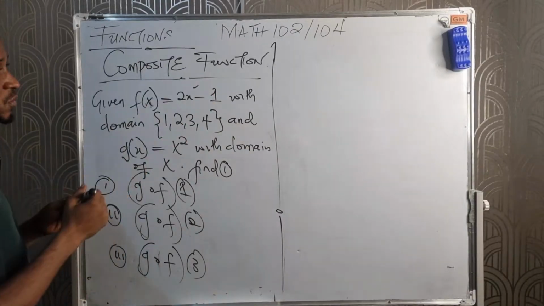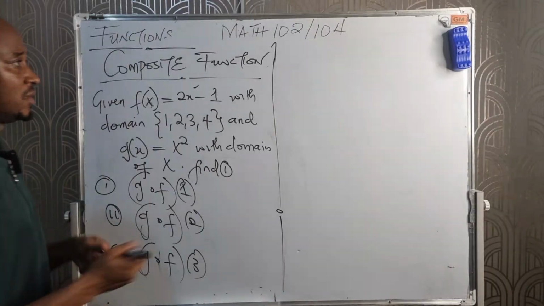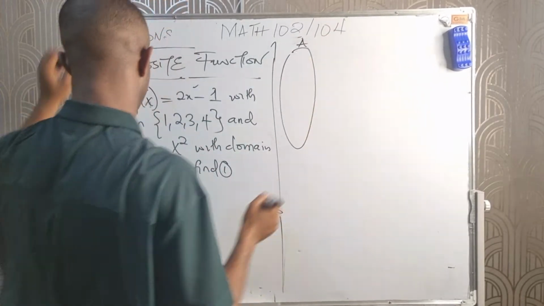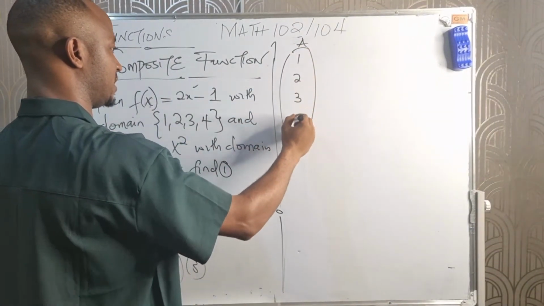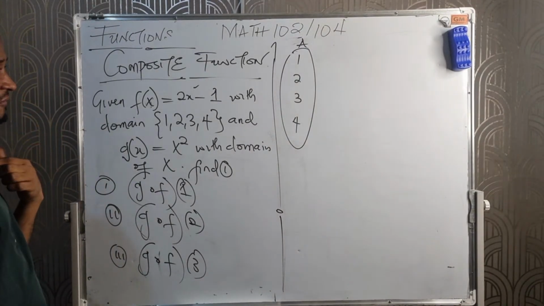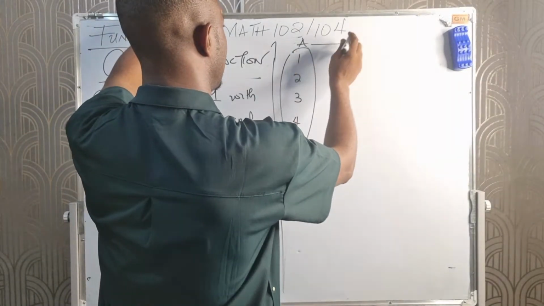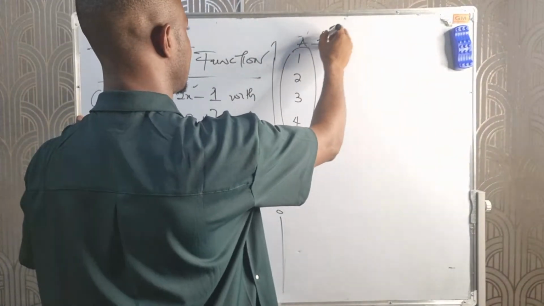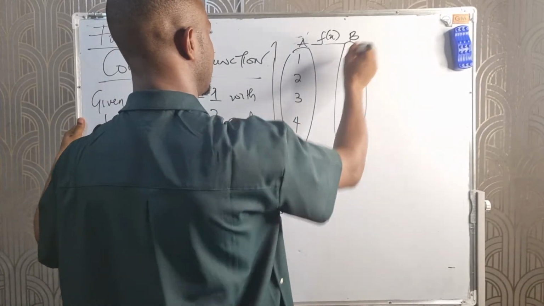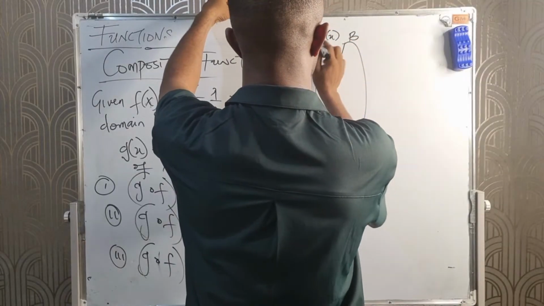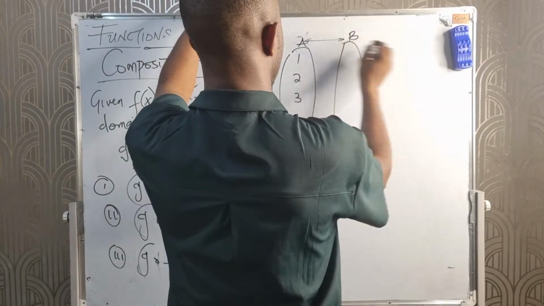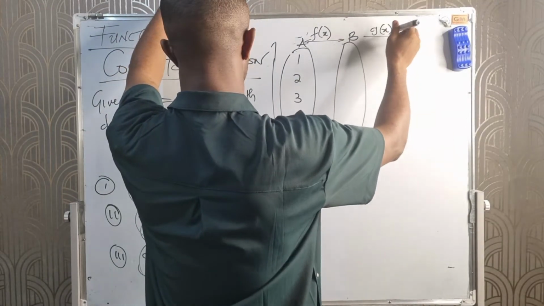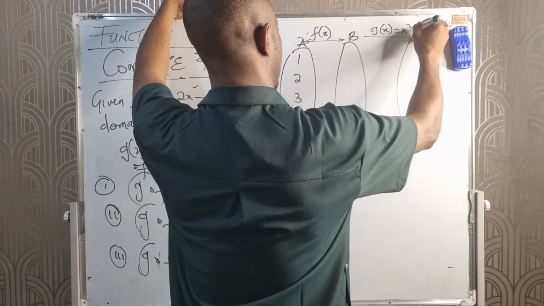We are told that f of x is 2x minus 1 with a domain, and g of x. Already we are given our domain, right? Let me call here point A. Our domain is 1, 2, 3, and 4. So here we have the first function, f of x. Let's call here b. Then we have another function, our g of x, which is equal to x squared. Let's call it c. Please pay attention.